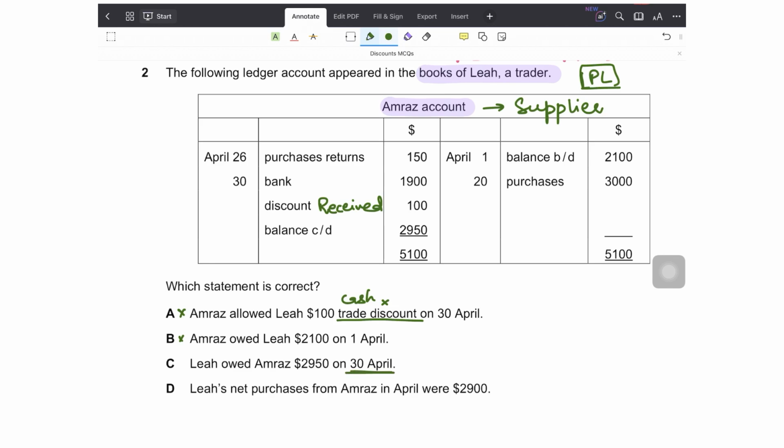C is Leah owed Amraz 2950 on 30th April. That is on this date. Leah owes Amraz. Yes, Leah can owe Amraz because Leah is the customer, and the amount is 2950, which is this value. Is this correct? Yes, this is correct, because Leah has to pay Amraz 2950 on 30th April, which will become the balance brought down for May. So on 1st May, she will owe him 2950. This is correct.